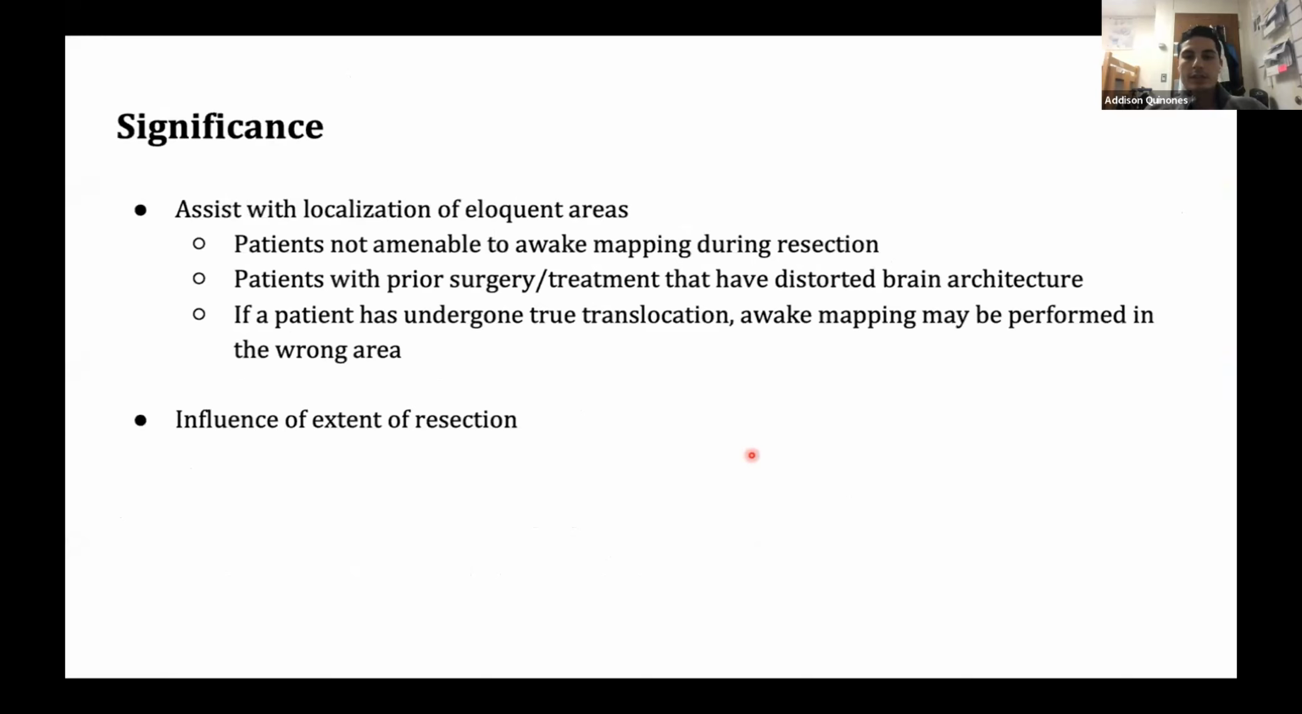So as for the significance of this study, it shows that functional imaging may be able to assist with localization of eloquent areas, specifically in those patients who are not amenable to awake mapping during resection. Also, patients with prior surgery or treatment have distorted brain architecture, so it could help in those cases as well. And lastly, if the patient has undergone true translocation, awake mapping might be performed in the wrong areas, so it can give a clue as to where to find these eloquent areas prior to surgery. And we know that extent of resection can influence survival in these patients. So if we're able to better localize these areas, then hopefully we can get a greater extent of resection.